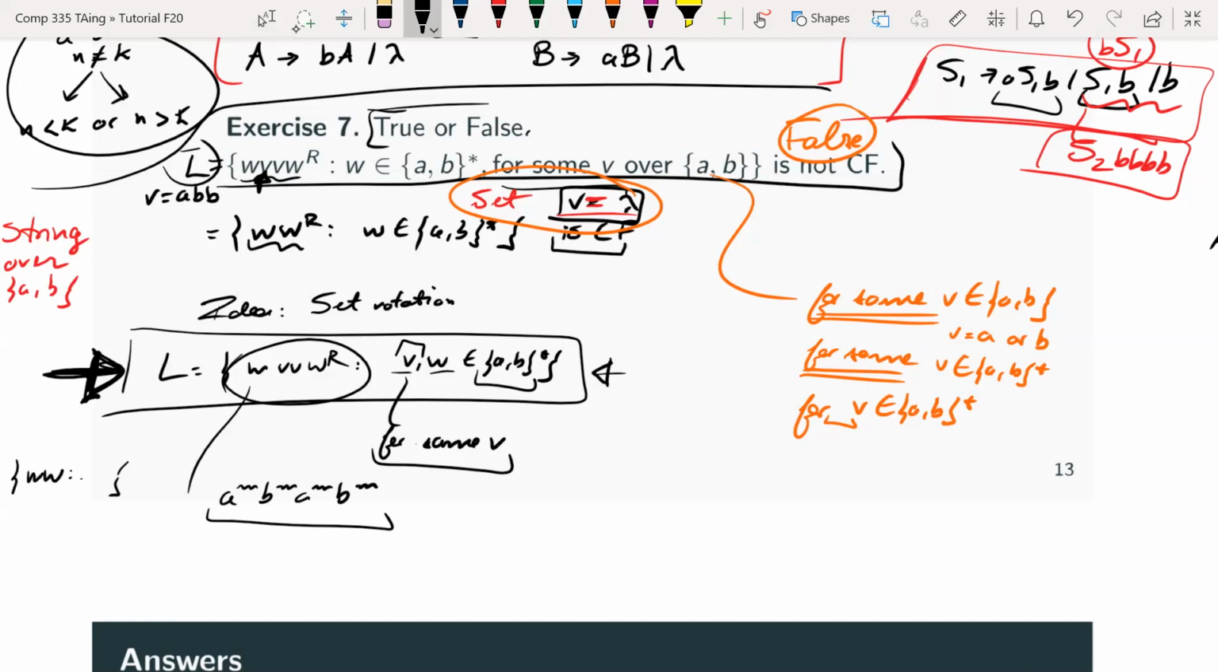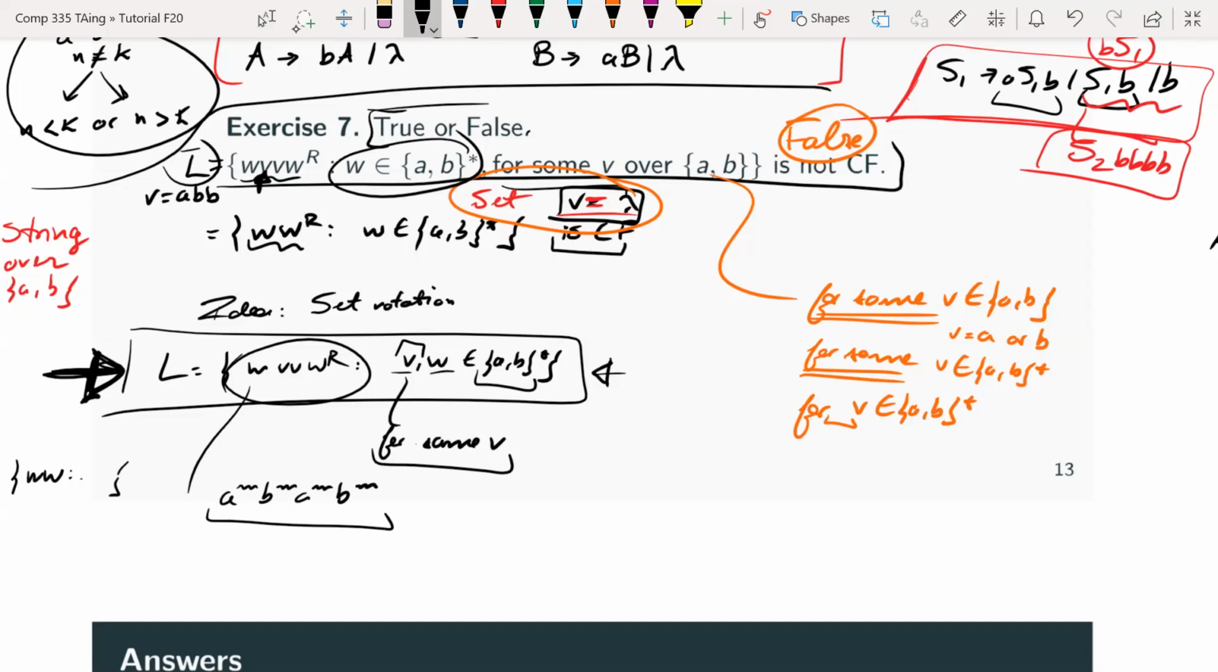Kelly says W is in AB, not V. No, W is in AB star, and for some V over AB means for some V in AB star. They might word things like this; I wouldn't have put this question if it wasn't plausible. How do we know that V can be lambda? Again, for some tells you that you can pick a particular V.